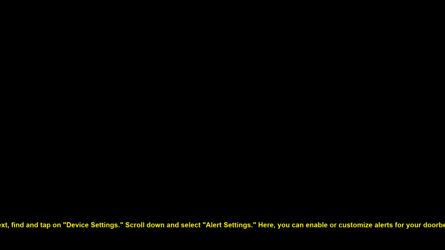Choose your Ring Doorbell from the list of devices. Next, find and tap on Device Settings. Scroll down and select Alert Settings. Here, you can enable or customize.